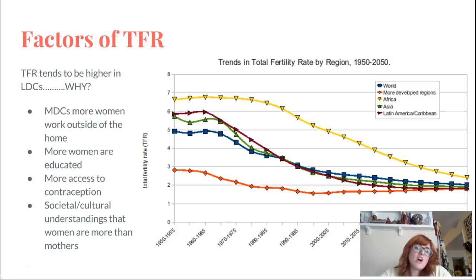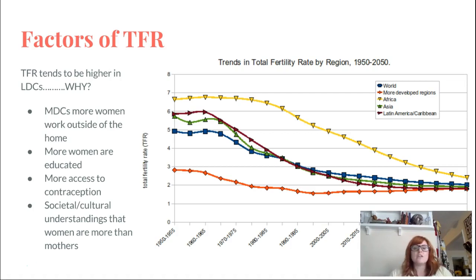There's more access to contraceptives in MDCs. Again, I'm not going to give you a sex ed lesson here. Look up what a contraceptive device would be, and that would be an example. Basically, it's things that keep you from having babies, right? Like the birth control pill would be a good example.